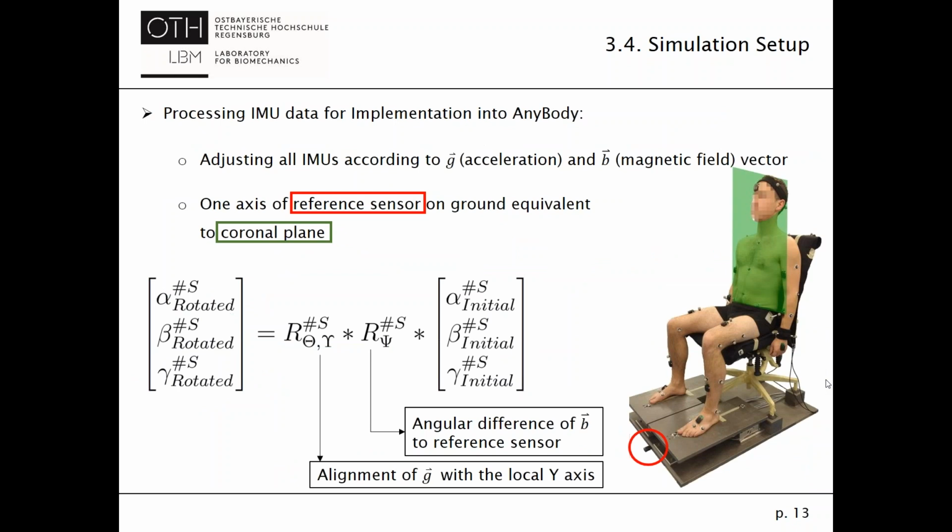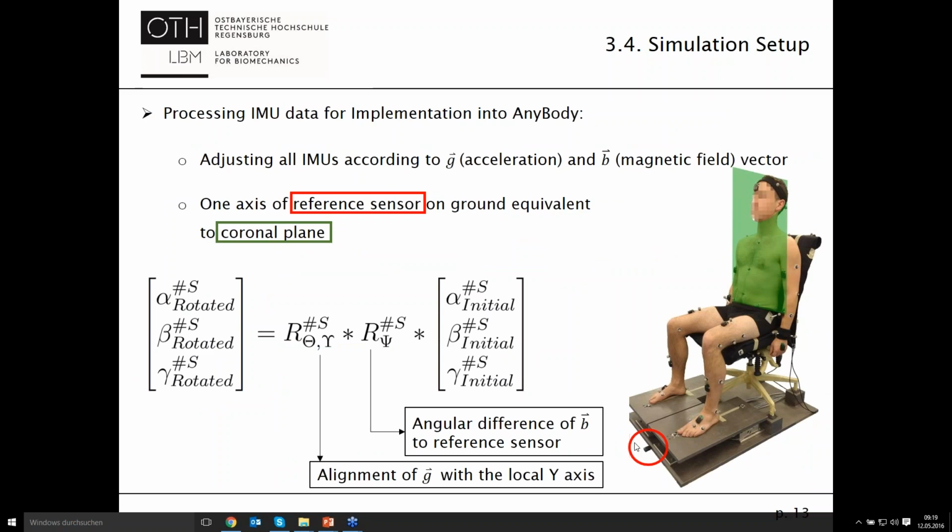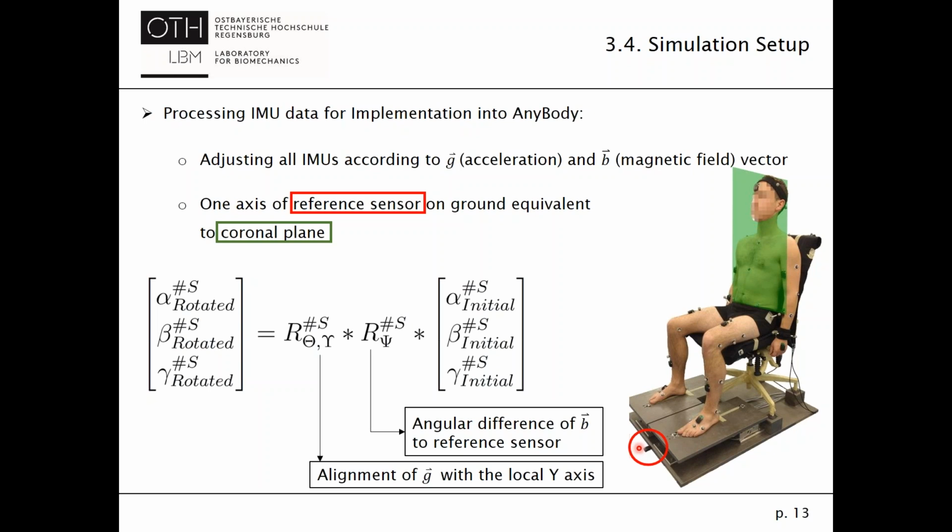But the data still refers to a local housing coordinate system of the IMUs. So we generated a process to implement the data into any body. And it is important that you have 1 reference sensor on the ground. You can see the sensor here in the red circle. And 1 axis of the sensor is parallel to the coronal plane of the human, which is marked in green.